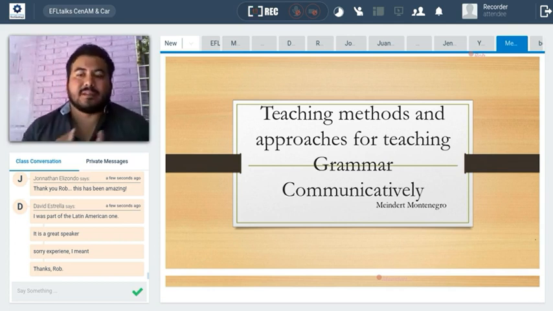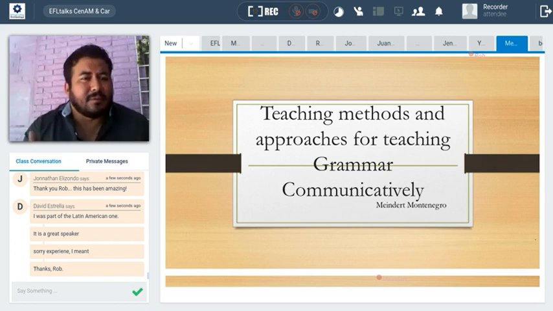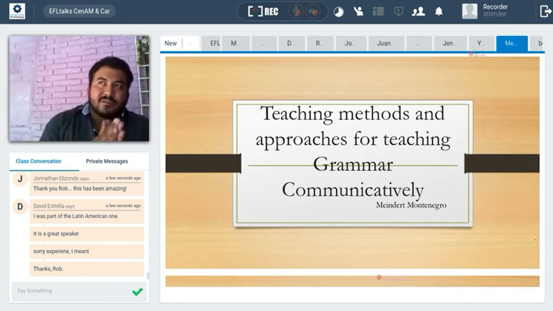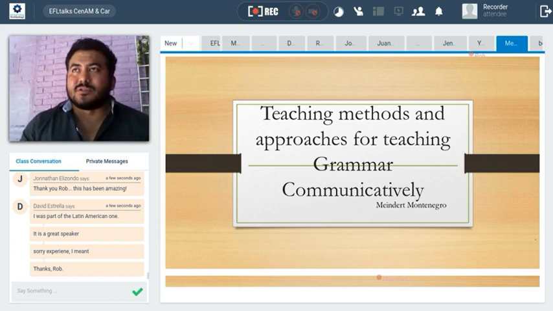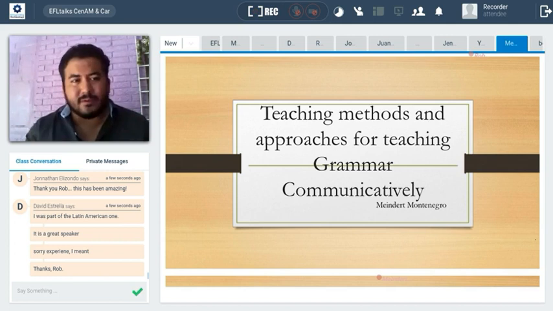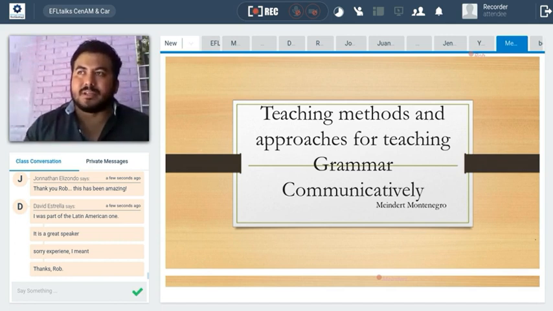But what's the difference? A method can be seen as an application in terms of objectives, like classroom activities. For example, an example of a method is the audiolingual method. The audiolingual method requires teachers to play the main role, with the students just repeating over and over again. I know it's quite an old method, but teachers used to use it just for students to repeat after them.